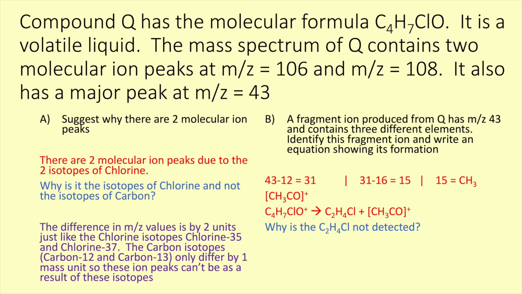So these ion peaks can't be a result of these isotopes, as it would need to be at 1 mass unit intervals. But also because we have 4 carbons in this compound, it becomes a lot more complicated in the different combinations that we could have. So you'd have a lot more than those 2 molecular ion peaks as a result of carbon isotopes. So the next bit we're going to look at is why the C2H4Cl is not detected.